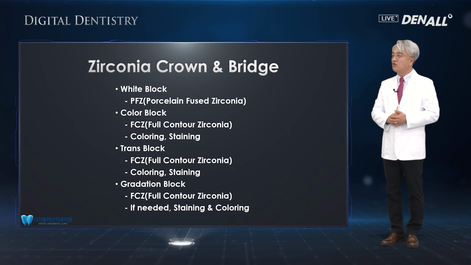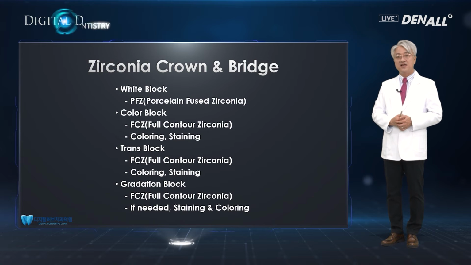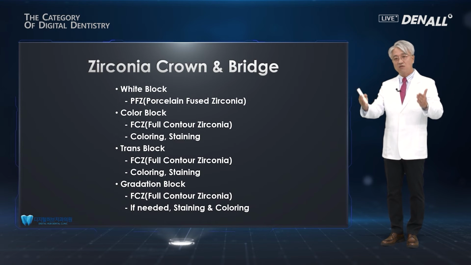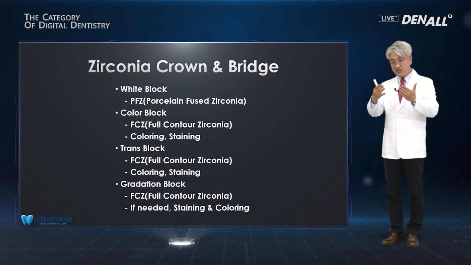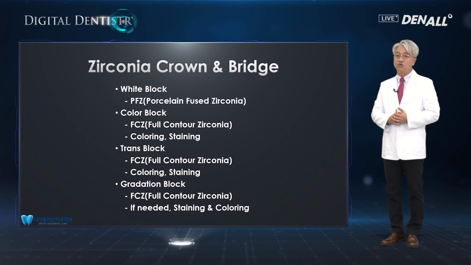So it has some limitations. So it was mostly used on the posterior side. And for full contour zirconia is what's now developed. I think this is still the most popular block. And then an aesthetically upgraded zirconia block was continuously invented, and now, as with all-ceramic, it even has a translucent effect.